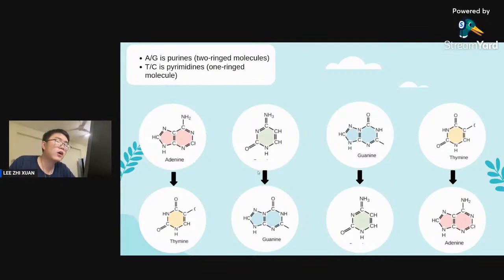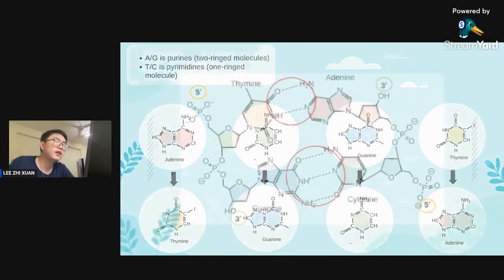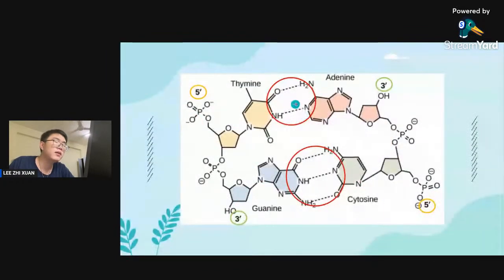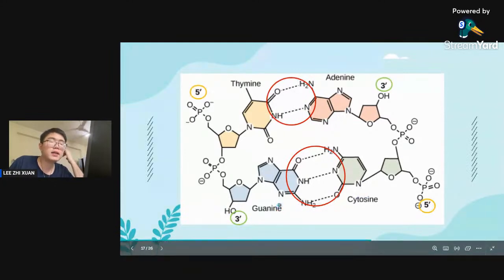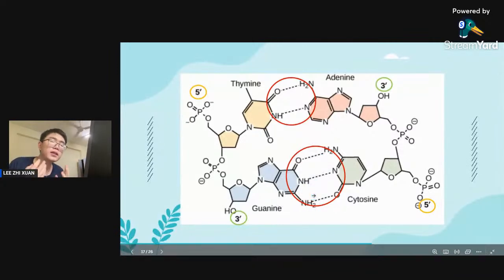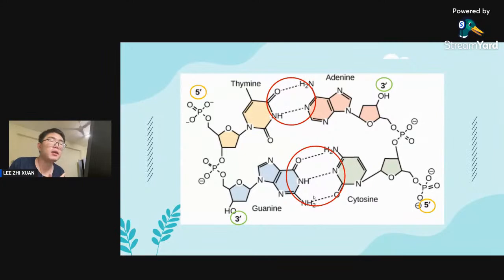Okay, and why are there differences? Because of bonding. Adenine bonded with thymine contains 2 hydrogen bonds, but cytosine bonded with guanine contains 3 hydrogen bonds. So that is why adenine can only bond with thymine or uracil, because both of them can only form 2 hydrogen bonds. And cytosine and guanine can form 3 hydrogen bonds, so they bond together. So that is what we call complementary.